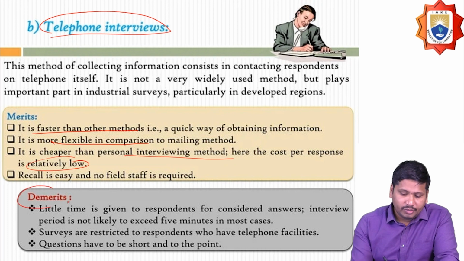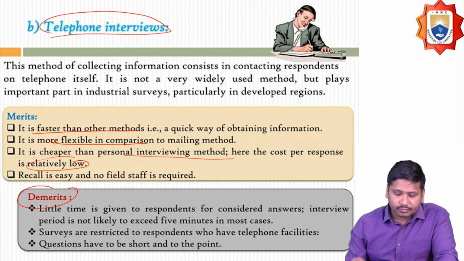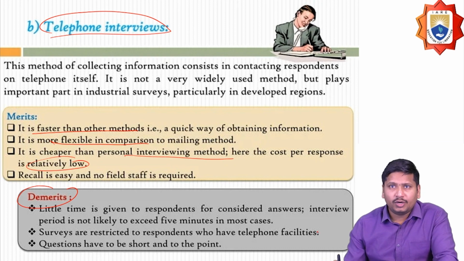Coming to the demerits of this method, only little time is given to the respondent for considering answers, and interview periods are not likely to exceed 5 minutes in most cases. The surveys are restricted to respondents who have telephone facilities, and the questions have to be short and to the point. So these are some of the disadvantages of telephone interviews.